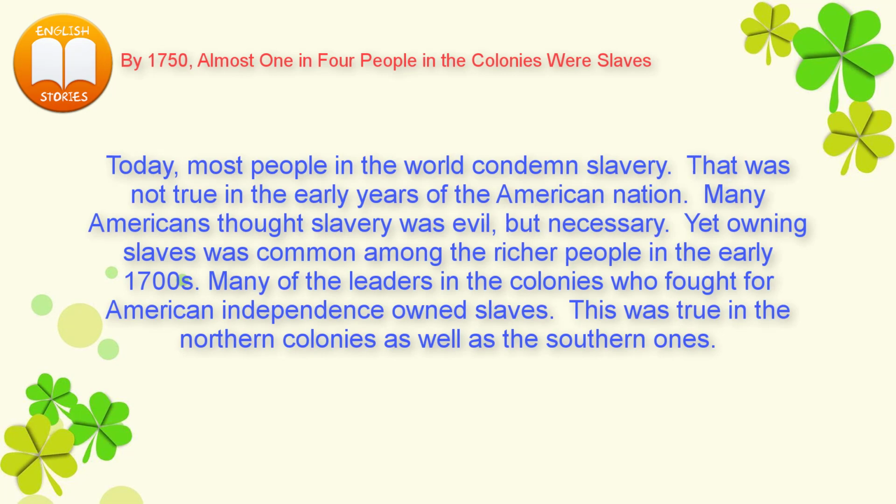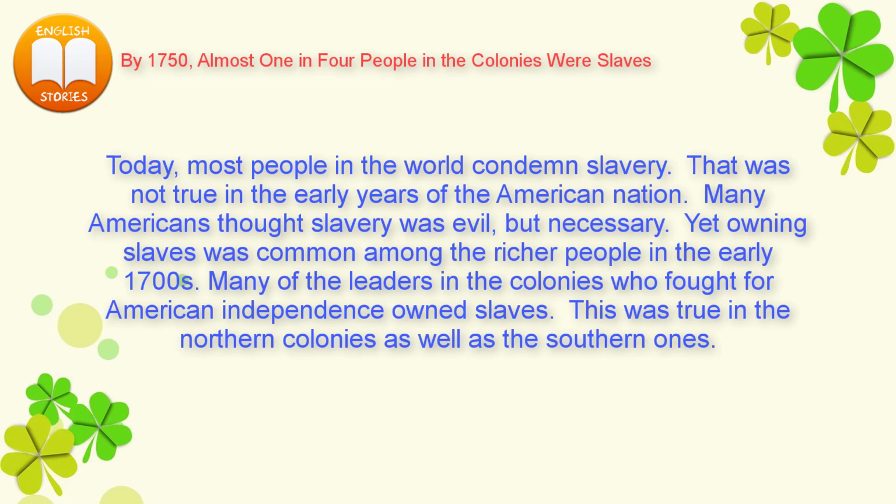Today, most people in the world condemn slavery. That was not true in the early years of the American nation. Many Americans thought slavery was evil, but necessary. Yet owning slaves was common among the richer people in the early 1700s.